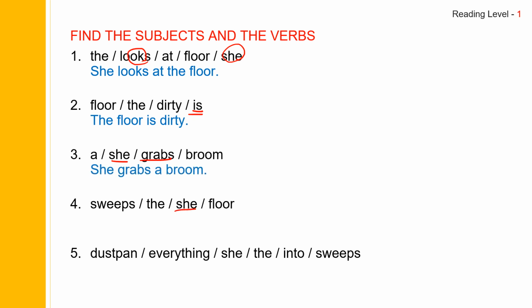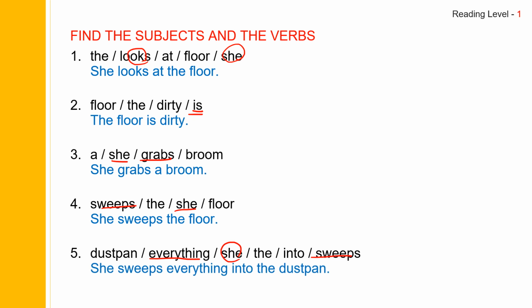And then she's the subject. Sweeps is the verb. She sweeps the floor. And then finally, she's the subject, and sweeps is the verb. Everything is the object. And into the dustpan is going to be an adverbial phrase. She sweeps everything into the dustpan. Okay, let me read the sentences one more time for you. She looks at the floor. The floor is dirty. She grabs a broom. She sweeps the floor, she sweeps everything into the dustpan.